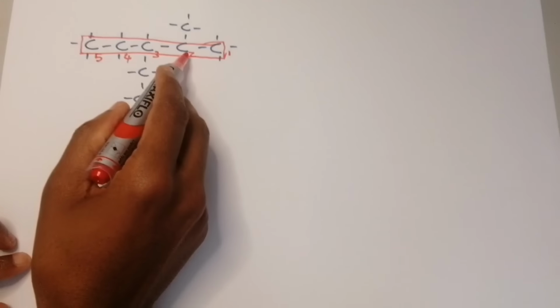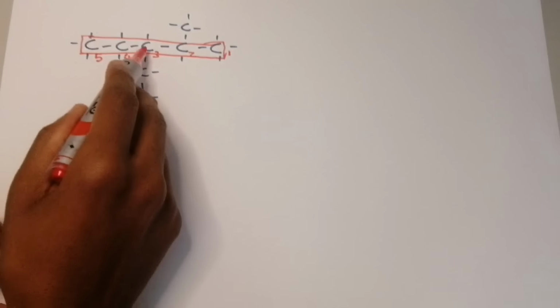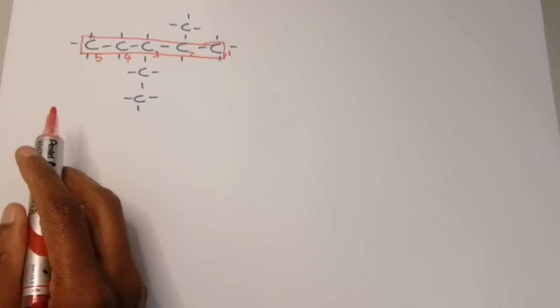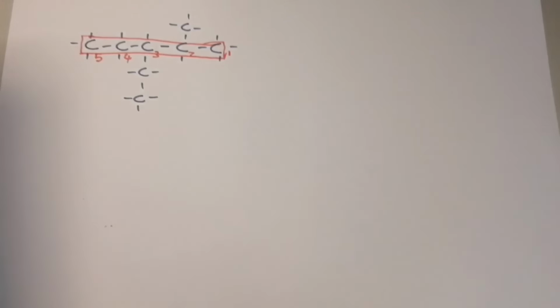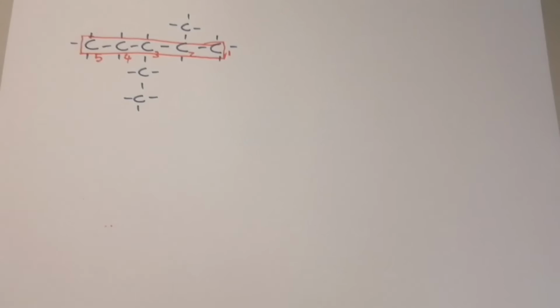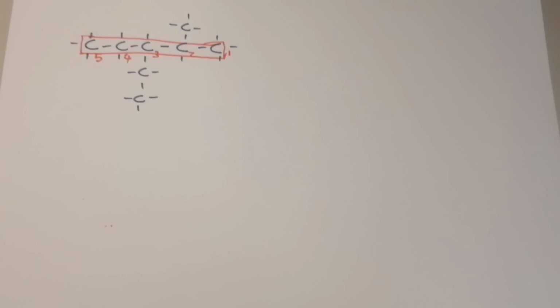And I'm going to say at carbon number 2, I've got a methyl. And at carbon number 3, I've got an ethyl. Remember when we've got 2 carbons, we said the prefix there is eth, right? So our prefix is eth. So now I've got an ethyl group and I've got a methyl group. Now, how do I name this?